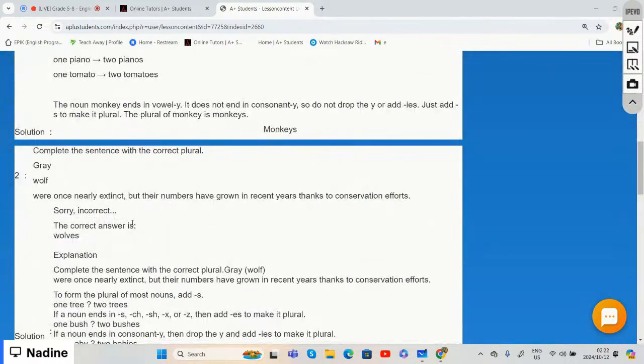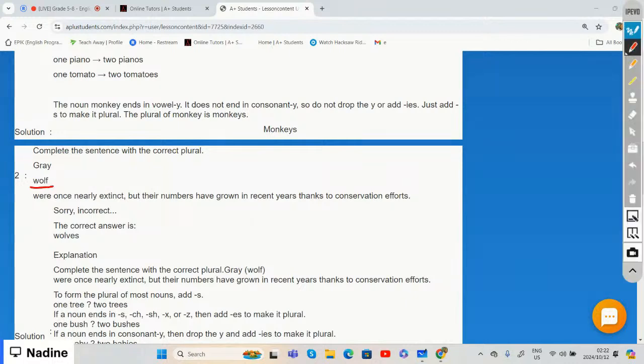All right, it says a gray wolf were once nearly extinct, but their numbers have grown in recent years thanks to conservation efforts. Wolf. What is the plural of wolf? We need to write down the plural form of wolf.